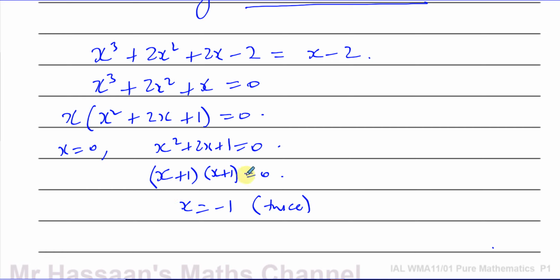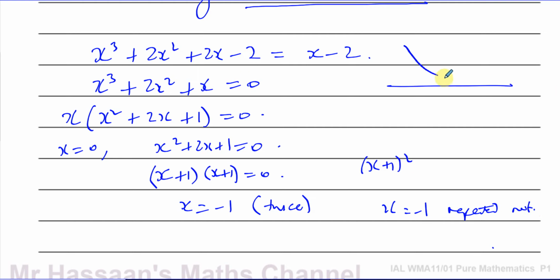This is a repeated root. This is like x plus 1 squared. So x equals minus 1 is a repeated root. Whenever you have a repeated root, you have the situation where the curve and the line touch. You understand? That's when you have a repeated root. So x equals minus 1 is called a repeated root.